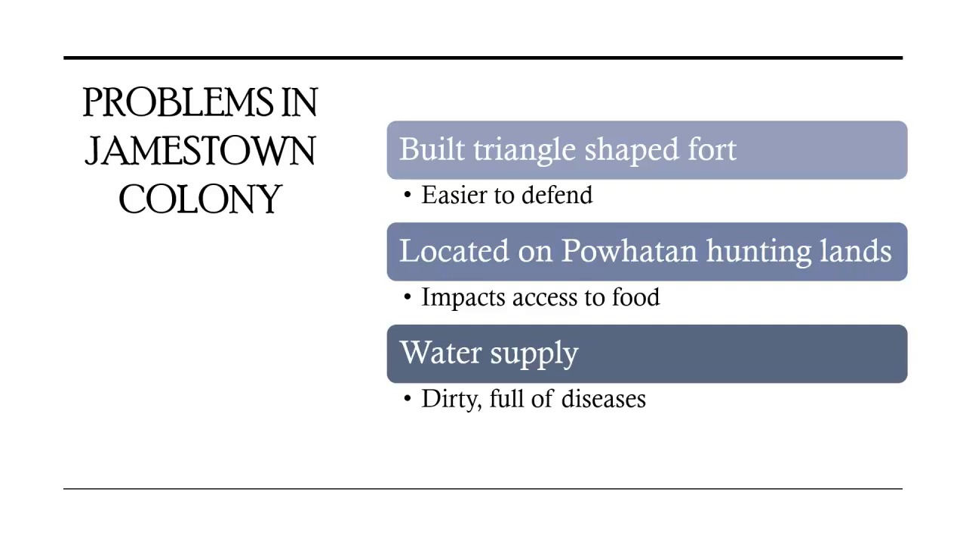One of the problems is it is located on Powhatan hunting land. So the Powhatan, or the local tribe that was in the area for thousands of years before the British arrived, this is areas that they had traditionally used for hunting. Now, this is going to impact their ability to get food, and that's going to be problematic. Again, if you think about your basic needs, food is like the most important or one of the most important. So that's going to make it problematic and lead to some tension between the Powhatan and the settlers in Jamestown.